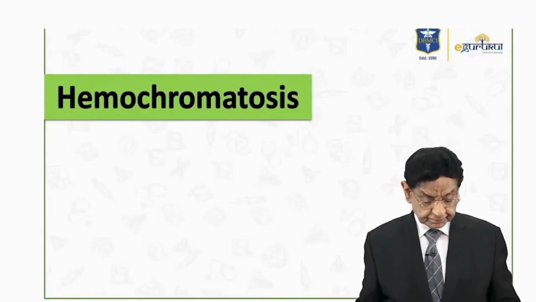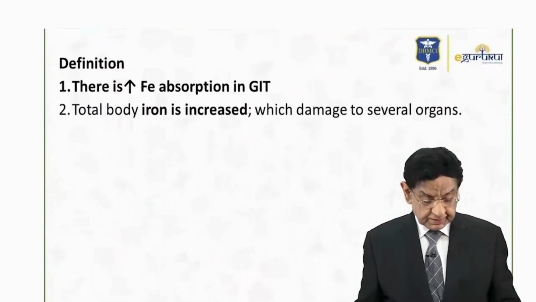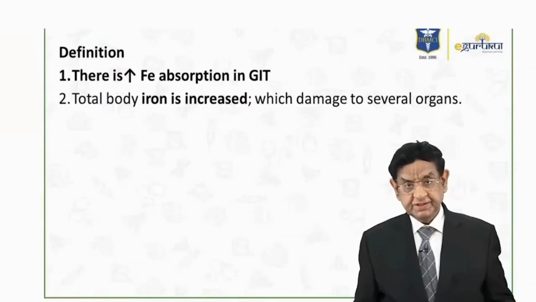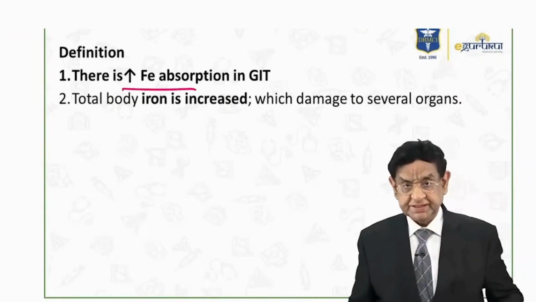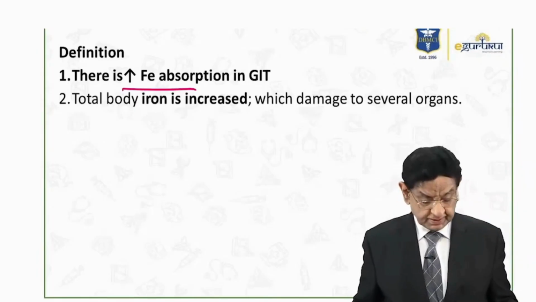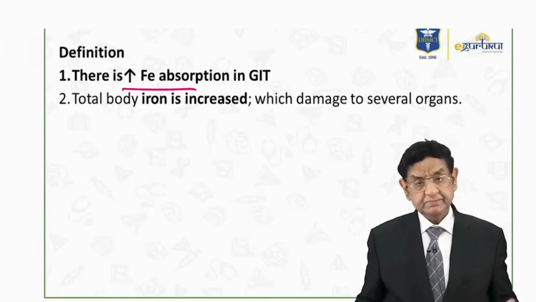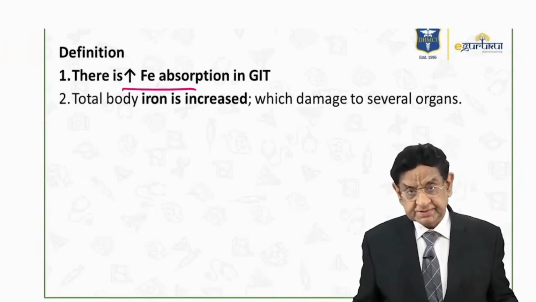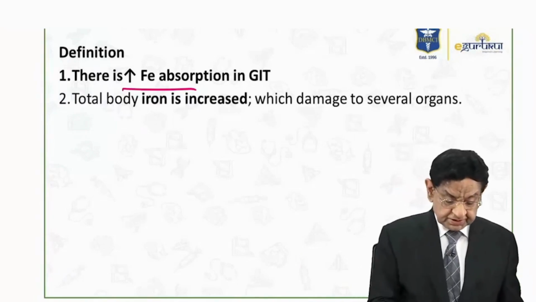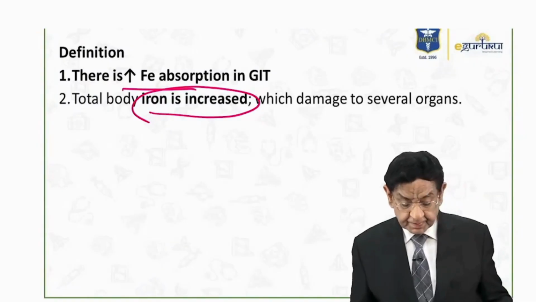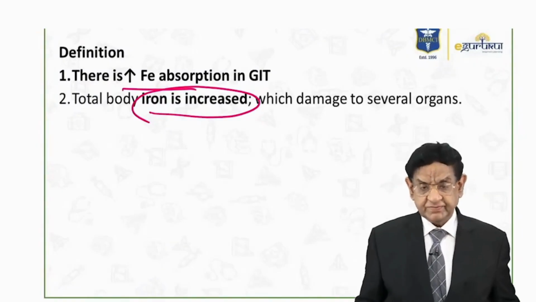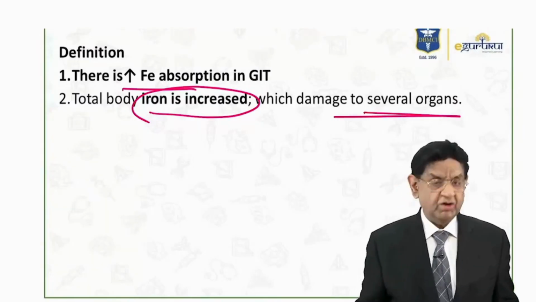Hemochromatosis. Definition: it is excess of iron reabsorption in the GIT, and excess of iron comes in. So this is going to increase iron in the body, and excess of iron will damage many of the organs.